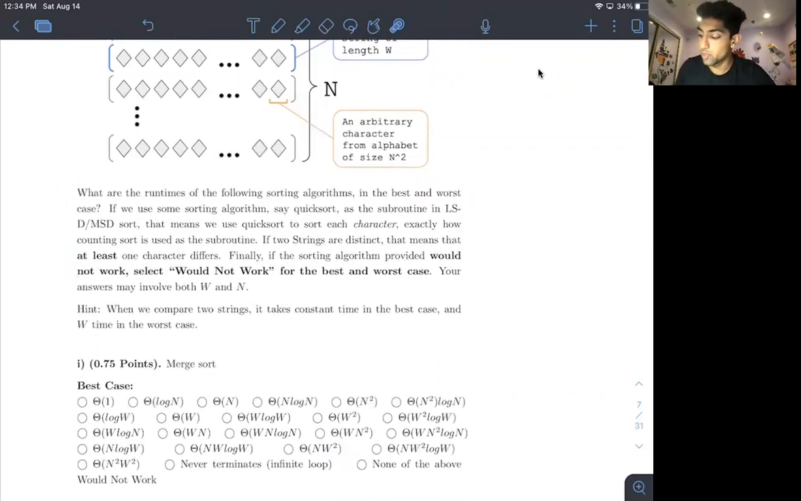So the problem asks, what are the runtimes of the following sorting algorithms in the best and worst case? If we use some sorting algorithm, say quicksort, as the subroutine in LSD or MSD sort, that means we use quicksort to sort each character, exactly how counting sort is traditionally used as a subroutine. If two strings are distinct, that means at least one character differs. Finally, if the sorting algorithm provided would not work, say it would not work. And our answers may involve both w and n.